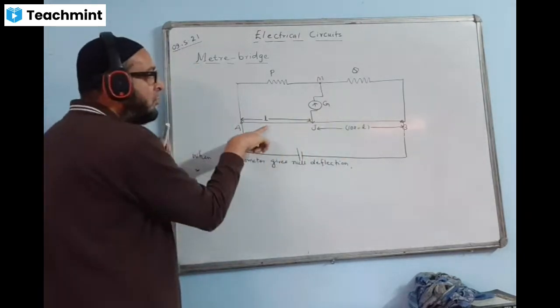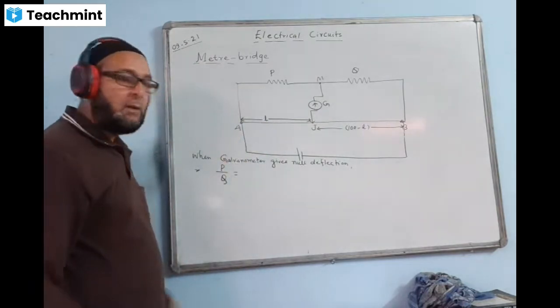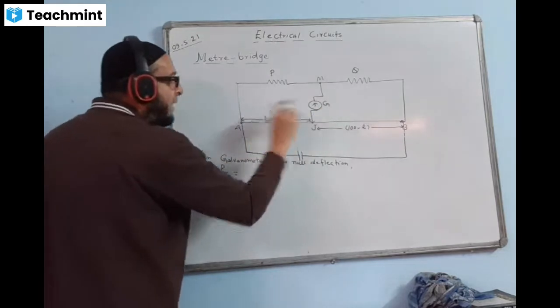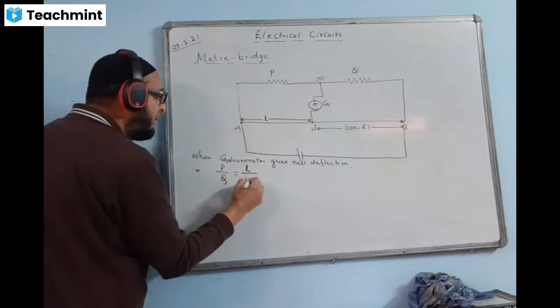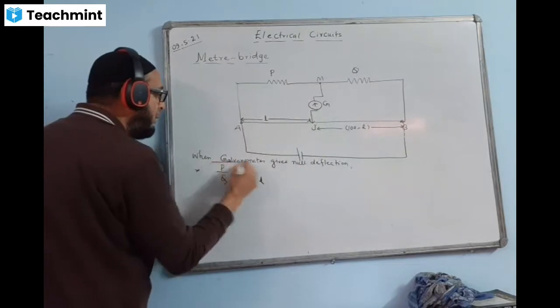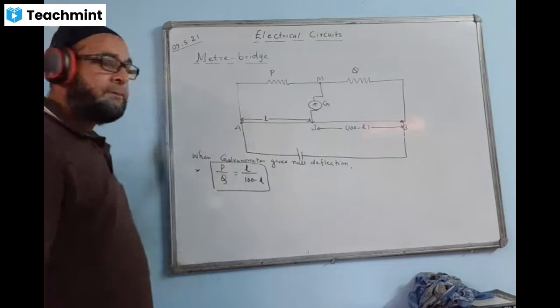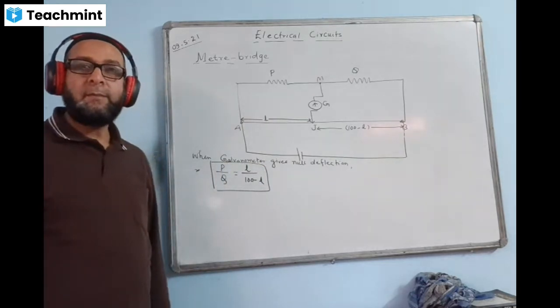But R is proportional to the length when area of cross section and material is same and the temperature is same. So instead of writing the ratio of the resistances, I'll write the ratio of length. Directly proportional ratio I'll write. I'll write here L divided by 100 minus L. So this is the working formula of a meter bridge.